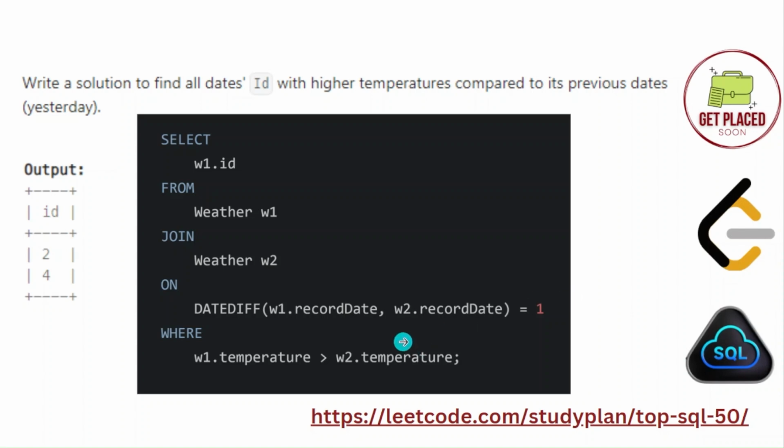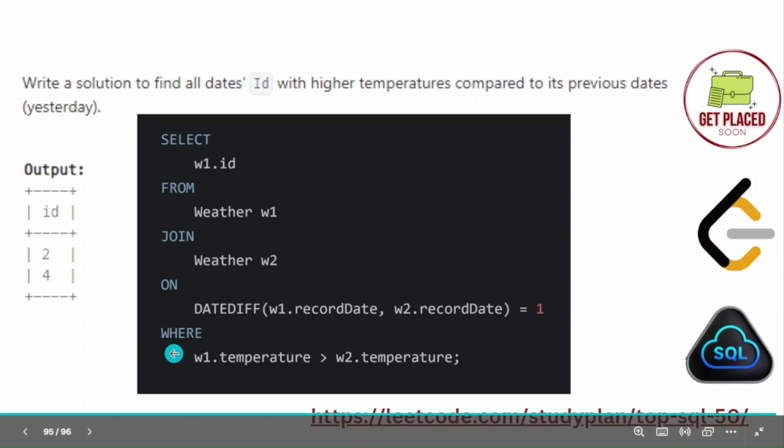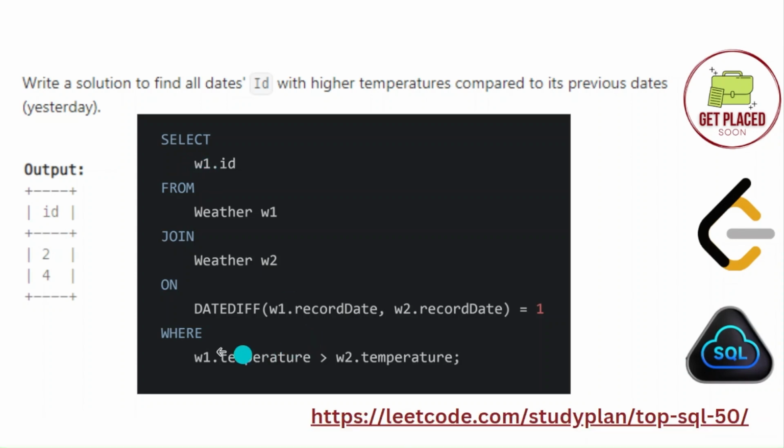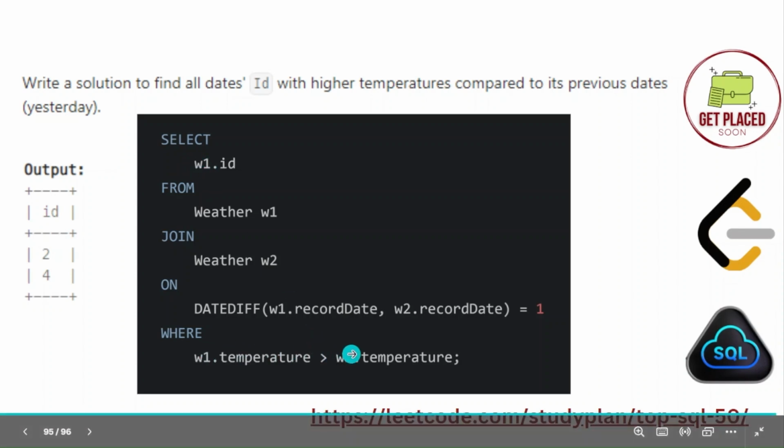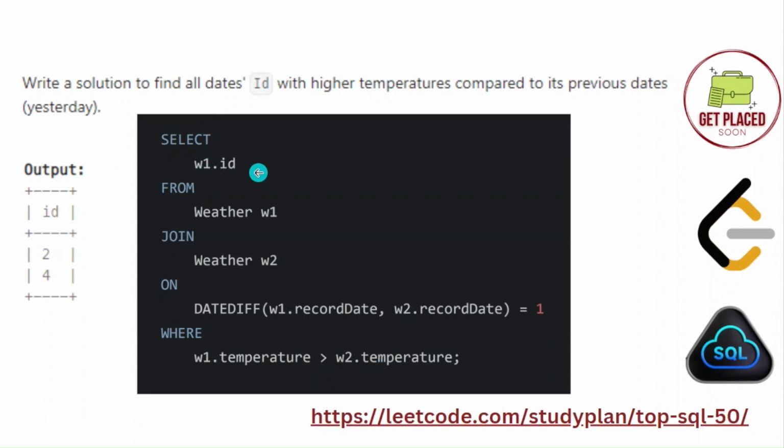And to check the temperature part, we will write this where condition. First alias, W1 dot temperature is greater than W2 dot temperature. Since we are using greater, meaning today, that's why we put W1 here. That's why in the select statement also we are supposed to keep W1. If you instead write W2 dot temperature is greater than W1 dot temperature, you can change the select to W2 dot ID. Okay. This is how we do it.